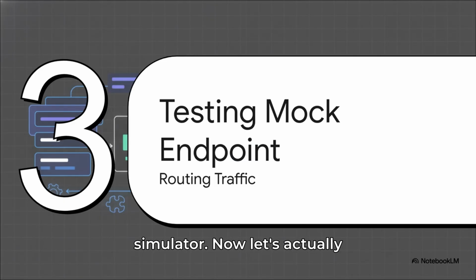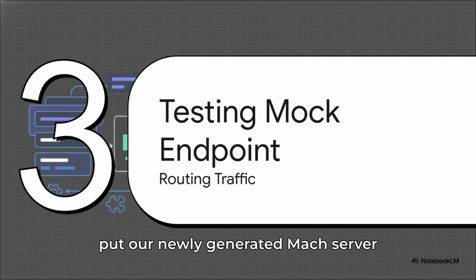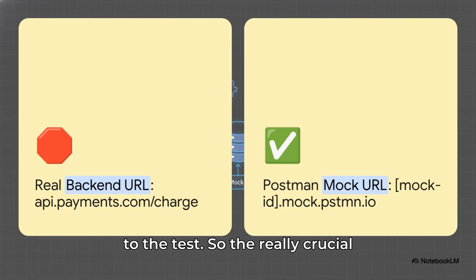Routing traffic to the simulator. Now let's actually put our newly generated mock server to the test. So the really crucial step here is swapping out the destination. Your front end or your API client was originally trying to hit the real api.payments.com/charge, which, as we know, is currently down. You literally just delete that base URL and paste in your shiny new Postman mock URL, but you keep the /charge path exactly the same. You're basically just rerouting traffic from a broken highway straight onto a freshly paved, simulated road.